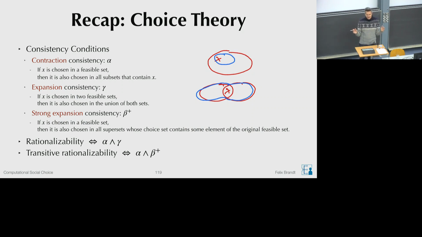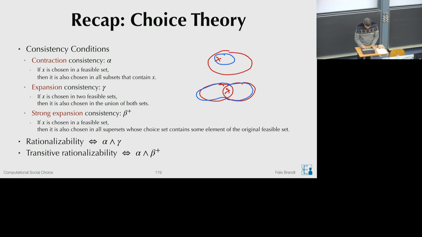If X is chosen in a large set, it also needs to be chosen in any subset in which it is contained. And for beta plus, if we want the strongest expansion consistency condition, the only one that I can think of that would be even stronger would say that if X is chosen in some feasible set, it's also chosen in all supersets. But I think I mentioned a couple of weeks ago that this condition doesn't make any sense, because X is always chosen from the singleton in which X is contained, and that means that any alternative always needs to be chosen in any feasible set. That condition is just too strong. It says whenever X is chosen, it's also chosen in a superset, so all alternatives always need to be chosen. And that's why we have this extra condition here.